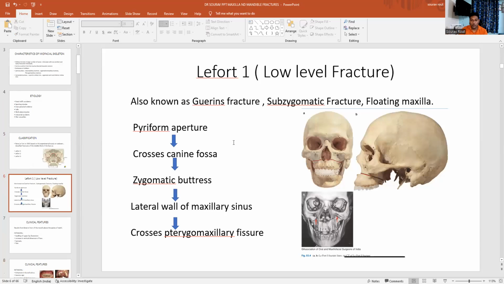Now coming to Lefort 1. Lefort 1 is a low-level fracture, also known as Guerin fracture, subzygomatic fracture or floating maxilla. It travels from the piriform aperture on one side and crosses the canine fossa, then the zygomatic buttress and lateral wall of the maxillary sinus, finally meeting at the pterygomaxillary fissure. You can see from this picture. When it occurs bilaterally, the whole maxilla becomes free from the midface and becomes a floating maxilla.